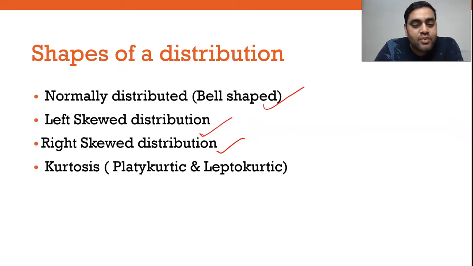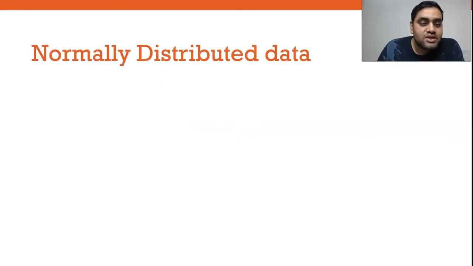Kurtosis can be of two types. First is called platykurtic and another is called leptokurtic. So let's discuss one by one. The first is obviously the most famous one, and that is called the normal distributed data.